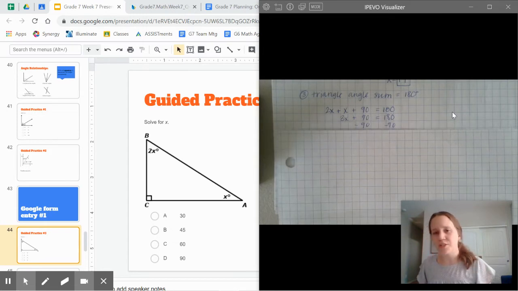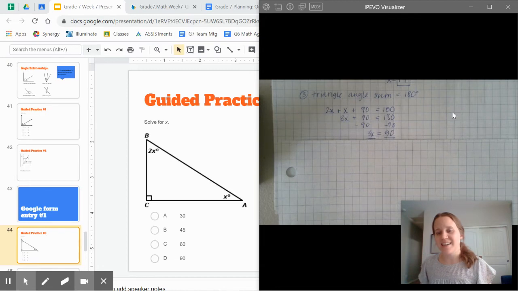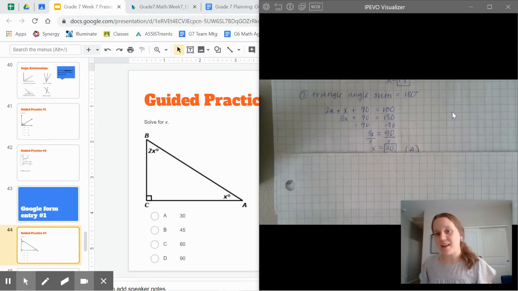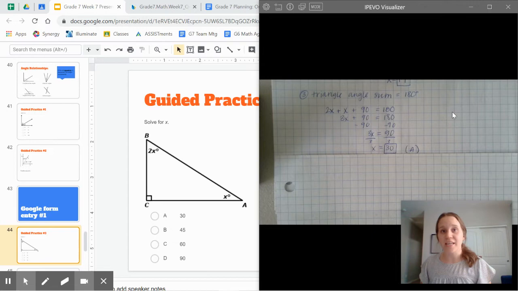Awesome. You should have subtracted 90 on each side, then you should have divided by 3 on each side to get a value of 30. X is equal to 30. That was answer choice A. That means that this angle A is a 30-degree angle.